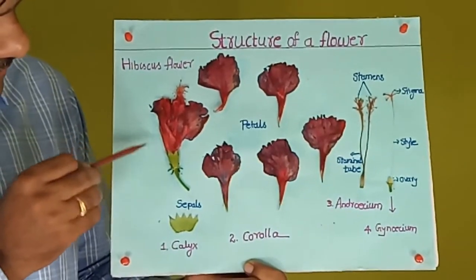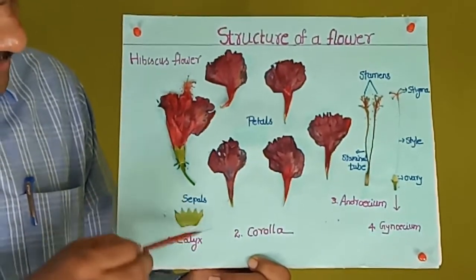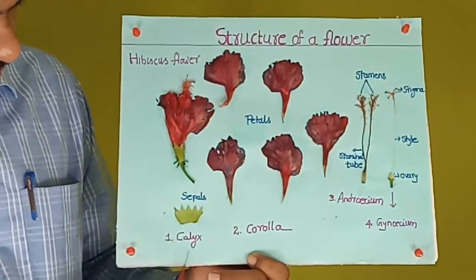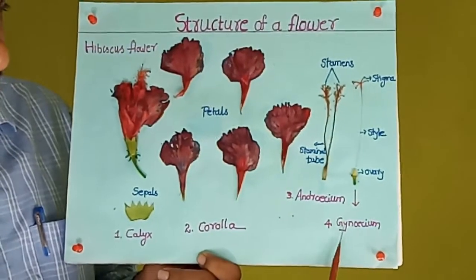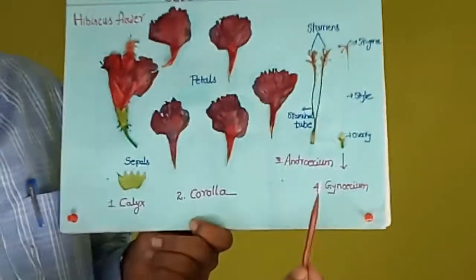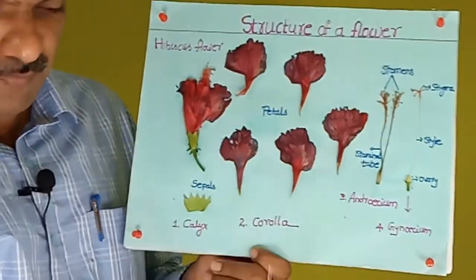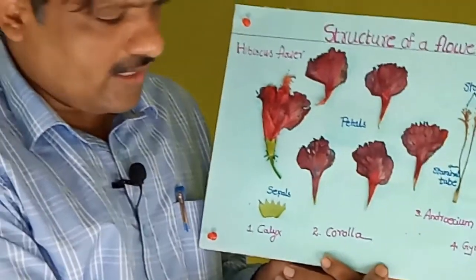This hibiscus flower is a full flower, and in this also we will see the different floral structure. As I told you about the gynoecium, it consists of one or more carpels. Everybody gets confused about the concept of carpel, so now I will explain the carpel concept.